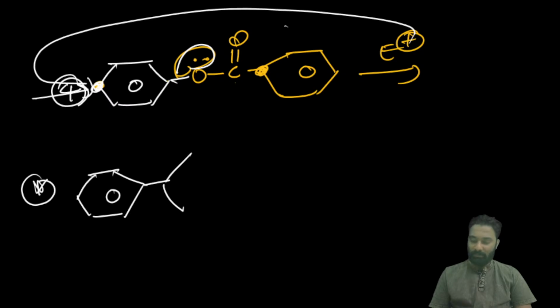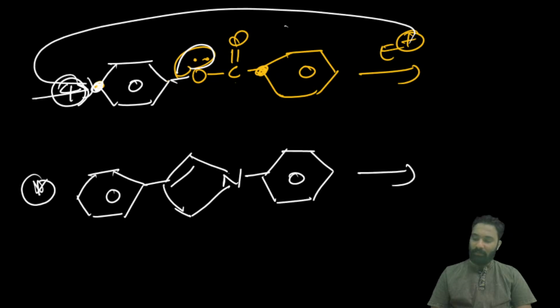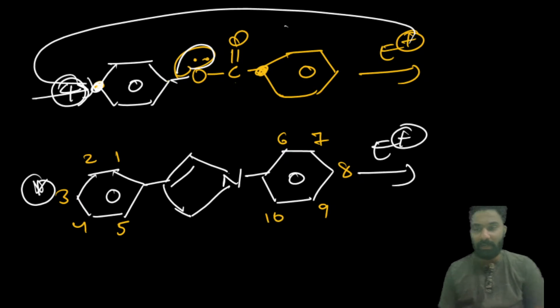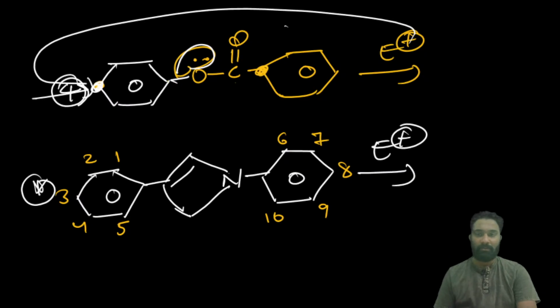Another compound I will write. So the other phenyl will act as an electron withdrawing group. Now for this one, the electrophile will go and attack at which position? 1 carbon, 2 carbon, 3 carbon, 4 carbon, 5 carbon, 6 carbon, 7 carbon, 8 carbon, 9 carbon, 10 carbon. Now you tell me, at which position the electrophile will go and attack?